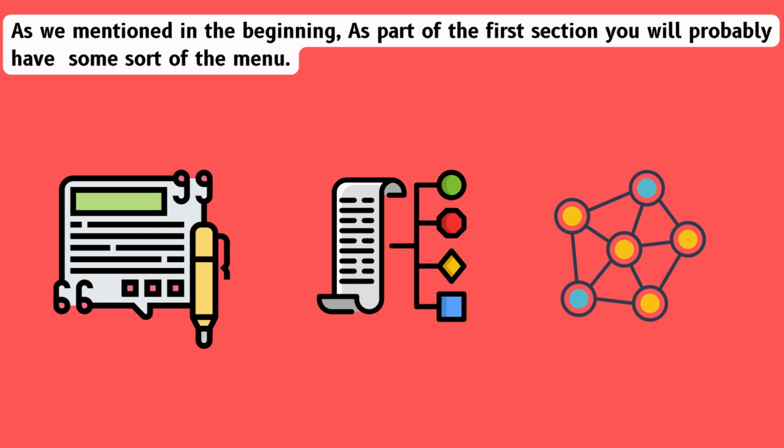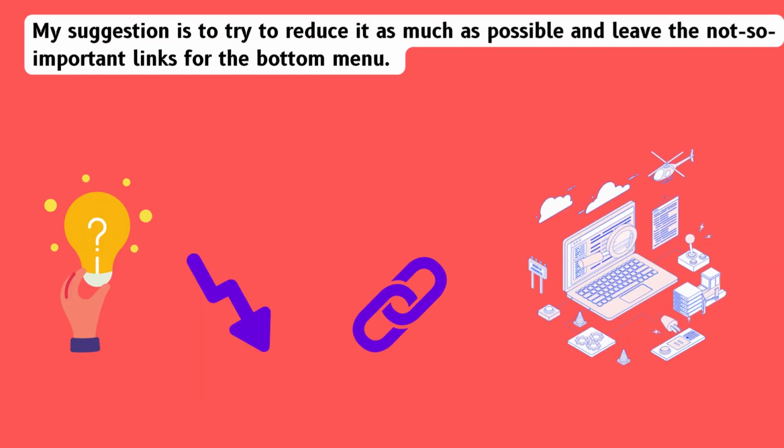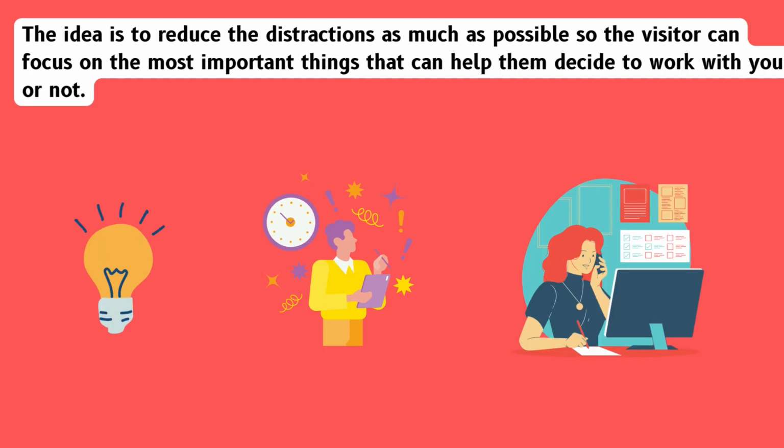As we mentioned in the beginning, as part of the first section you will probably have some sort of a menu. My suggestion is to reduce it as much as possible and leave the not so important links for the bottom menu. The idea is to reduce the distractions as much as possible so the visitor can focus on the most important things that can help them decide to work with you or not.